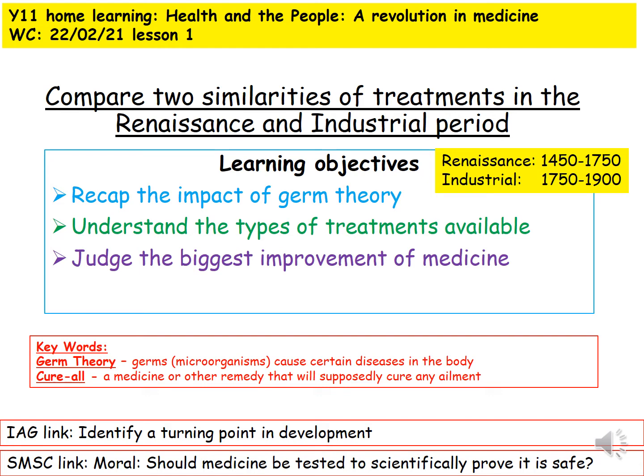This is the last lesson on the revolution in medicine from 1750 to 1900, and in today's lesson we're going to compare similarities of treatments in the Renaissance time period, so the time period before, and the industrial time period. So we're going to recap first of all the impact of germ theory. And the second learning objective is to understand the types of treatments actually available in the industrial period, considering they had discovered germs. And then finally, we're going to make an overall judgment about the biggest improvement to medicine in the 19th century. So I'd like you to pause the lesson now and look at the keywords on the screen.